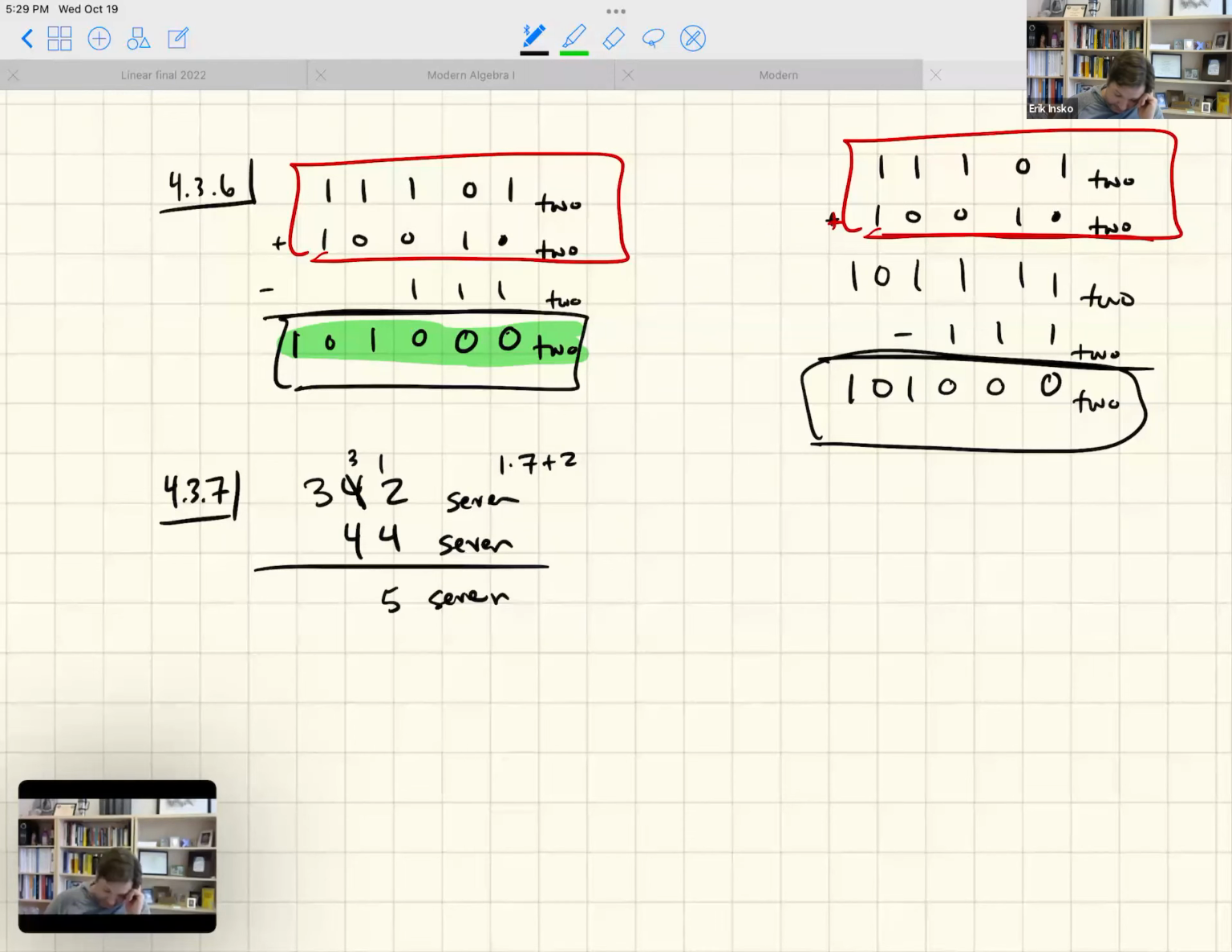And then I have 3 minus 4, which doesn't make sense. 33. 33 is what? That's 3 times 7 plus 3. It's 21, 24. 24 minus 4 is 20. So what is 20 base 7? 20 base 7 would be 2 times 7 plus 6. So I think the answer is 265 base 7.